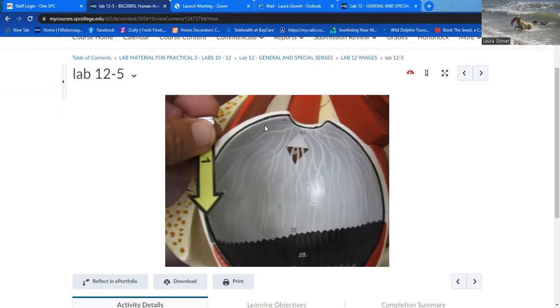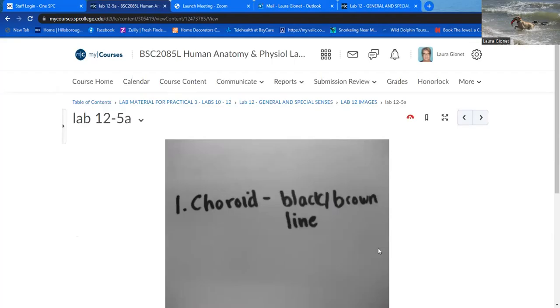So that is your choroid. It continues in that vascular layer, that vascular tunic, anteriorly as the red portion there of the ciliary body, and further anteriorly as the iris. All right, so that's the choroid. It may be black or brown, depending on the model that you're looking at.